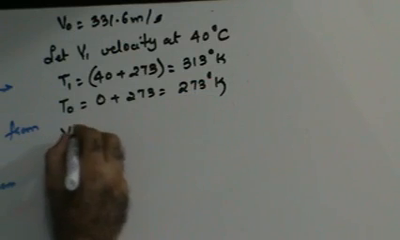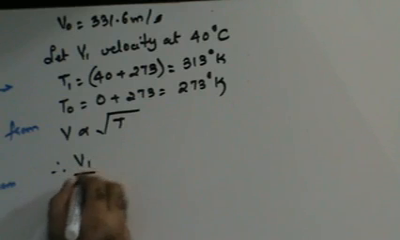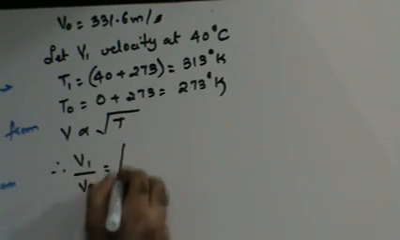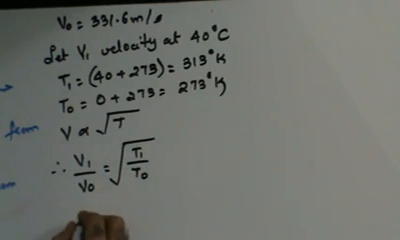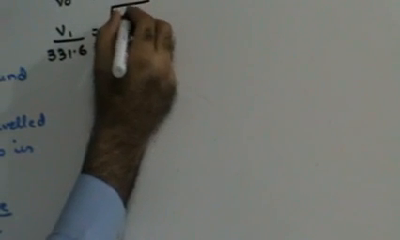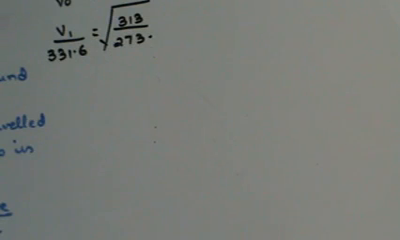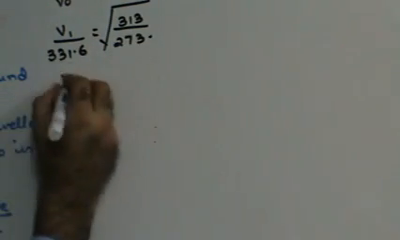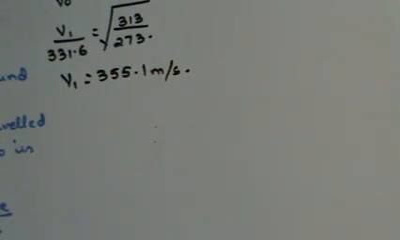Now we know that velocity is directly proportional to square root of temperature. Therefore I can say V1 upon V0 is equal to square root of T1 upon T0. V1 we don't know. V0 we found out as 331.6, square root of T1, 313, T0, 273. Solve this equation. Once you solve this, you will get the answer of V1 to be 355.1 meters per second. Take down the next one please.